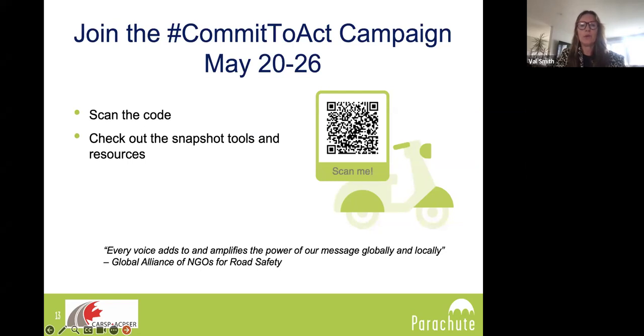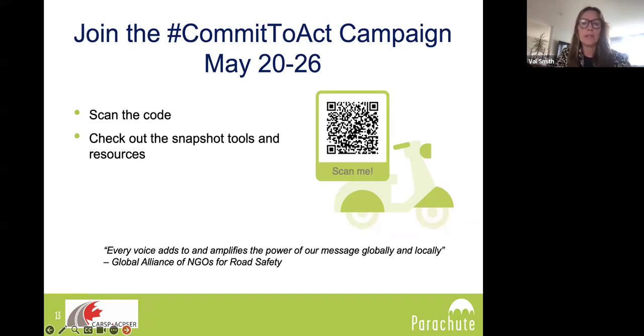Okay, so the Commit to Act campaign. The campaign will be running for the week of May 20th to 26th, and will be revisited in the fall, leading up to the global ministerial conferences in 2025, of which we hope our Canadian ministerial staff will be joining. So there are 2 opportunities to take part in the campaign coming up in May and then in the fall. So you can do your initiative leading up to the week or during the week.